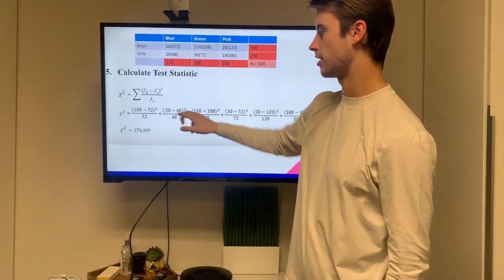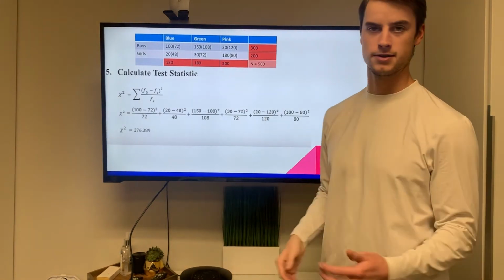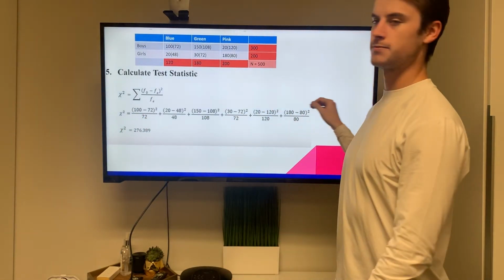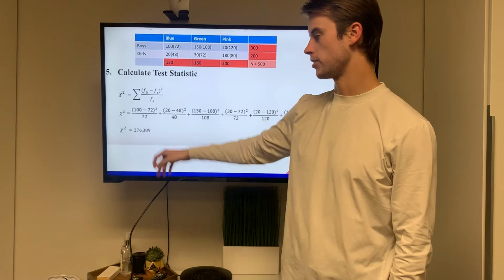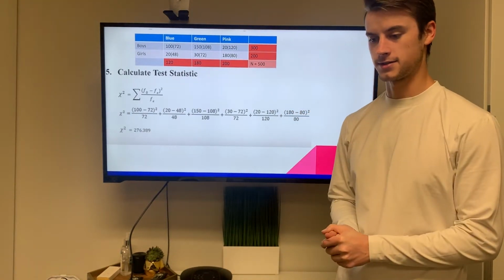20 minus 48 squared divided by 48, okay? 30 minus 72 squared divided by 72, okay? Real simple. If I follow this logic and do all this math, it comes out to chi-squared equal to 276.389. Okay, that's what our test statistic is.